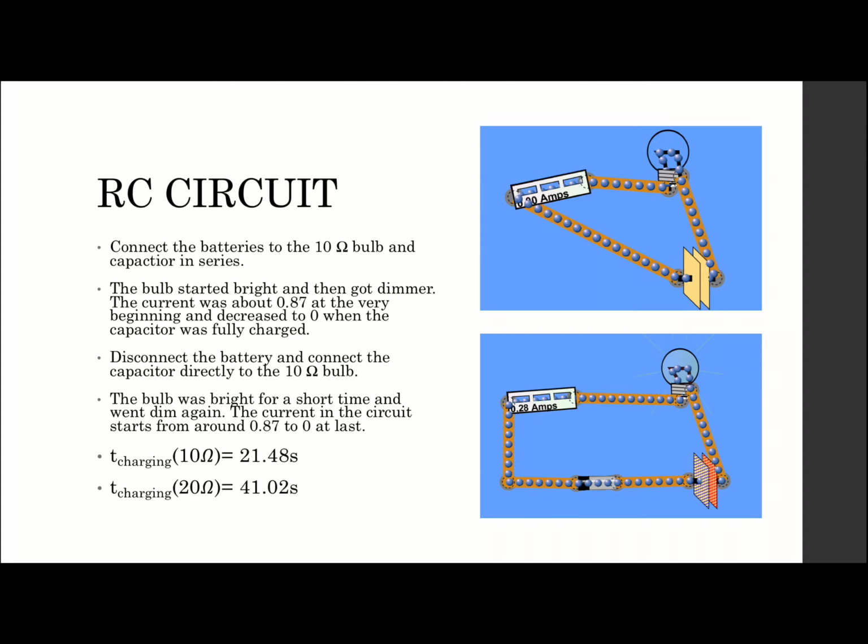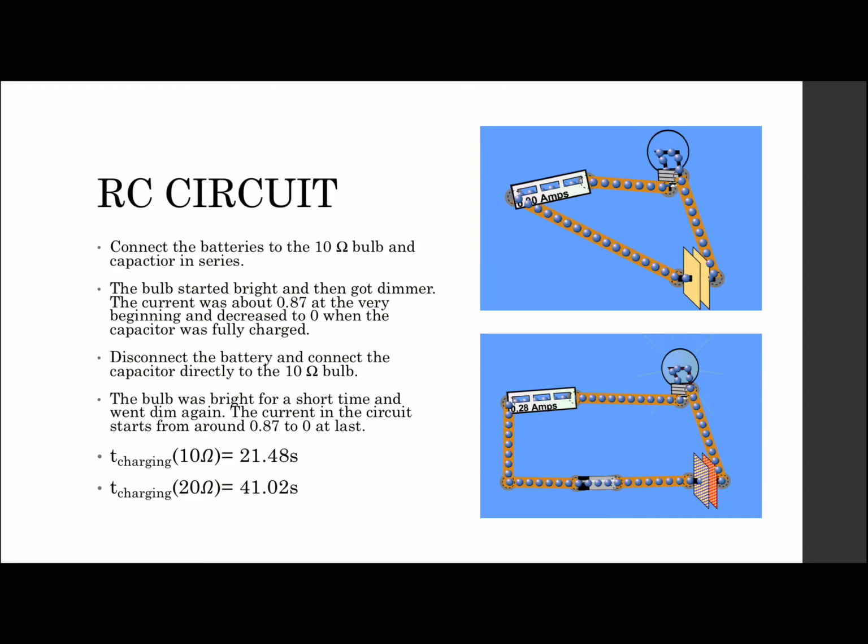First of all, I connect the batteries to a 10 ohm bulb and a capacitor, which has a capacitance of 0.2 farads, in series. The bulb in the circuit started bright and then got dimmer and dimmer. The current was about 0.87 at the very beginning and decreased to 0 when the capacitor was fully charged. And then I disconnected the battery and connected the capacitor directly to the 10 ohm bulb. The bulb was bright for a short time and went dim again. The current in the circuit starts from around 0.87 and goes to 0.